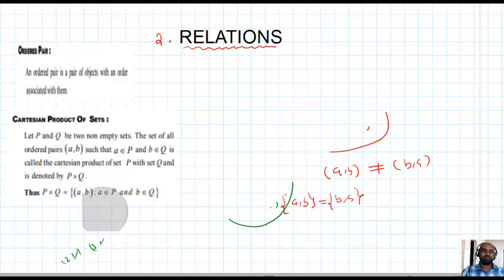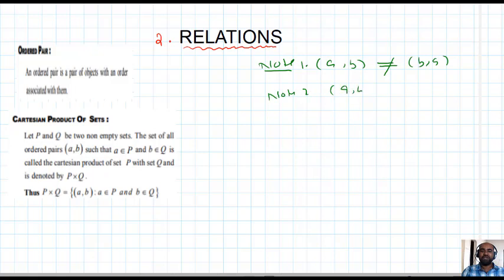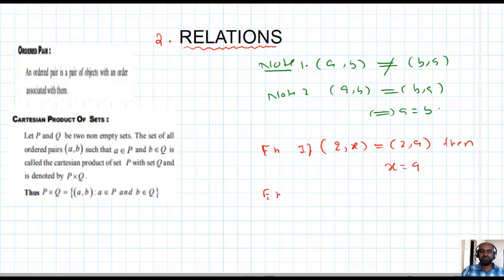Okay students, what is the important note? Note: ordered pair (A, B) is not equal to ordered pair (B, A) unless A equals B. Or note 2: if ordered pair (A, B) equals ordered pair (B, A), then A equals B. So I will explain one example. If ordered pair (2, x) equals ordered pair (2, 9), then directly we can say that x equals 9.